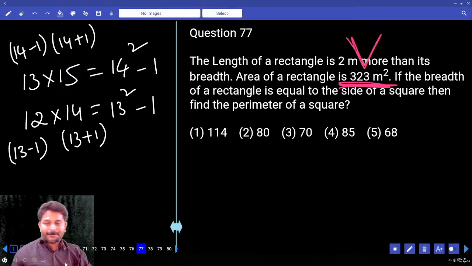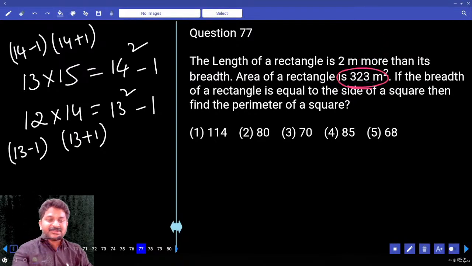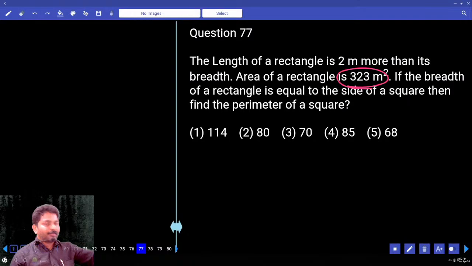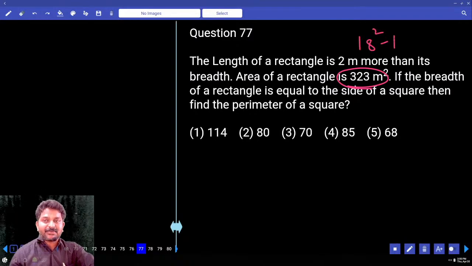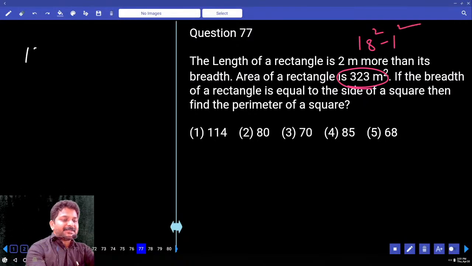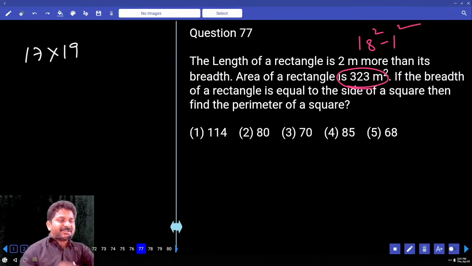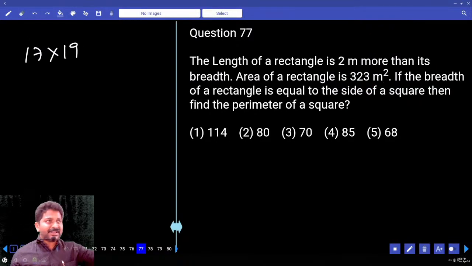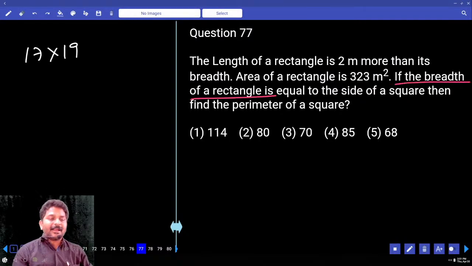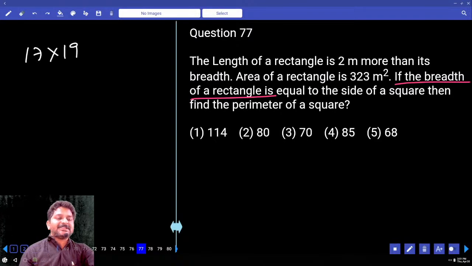Is that okay? Right. The product is 323, so what is the nearest square? 18 square, 324 only. So can we write it as 18 square minus 1? That means it is a product of consecutive odd numbers, which are 17 and 19. Got it? You don't have to use any algebraic equations. Out of 17 and 19, what is the breadth of the rectangle, and what is the length?